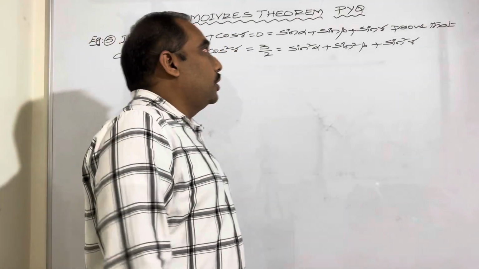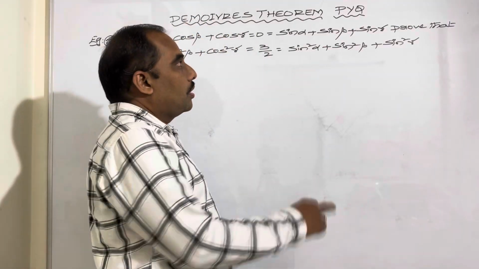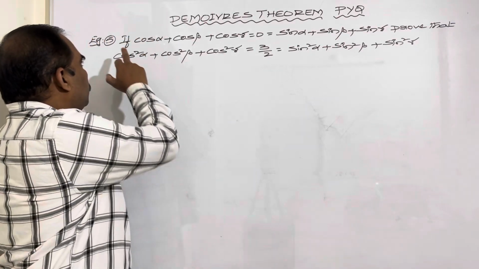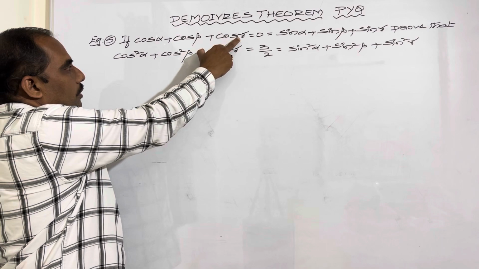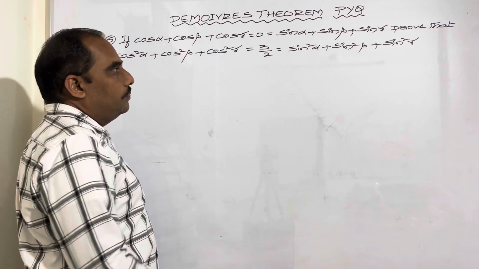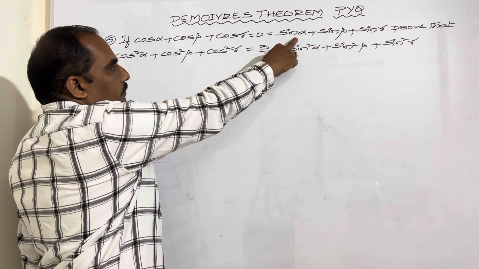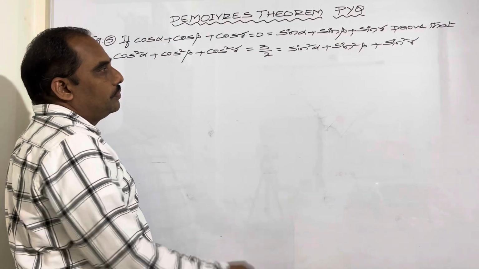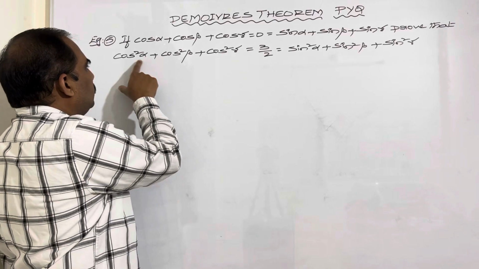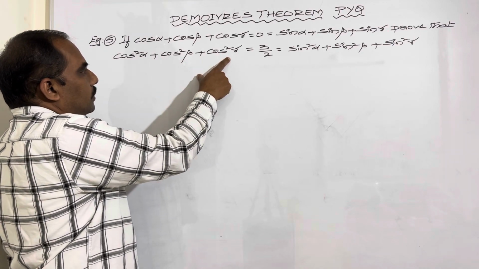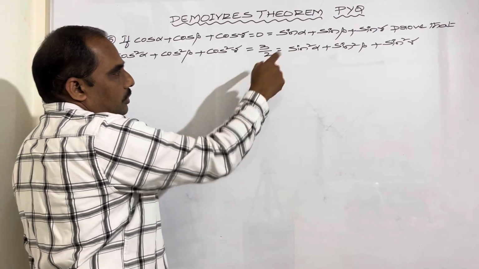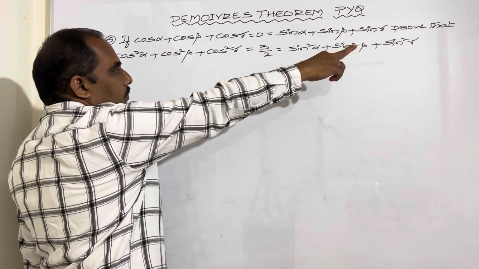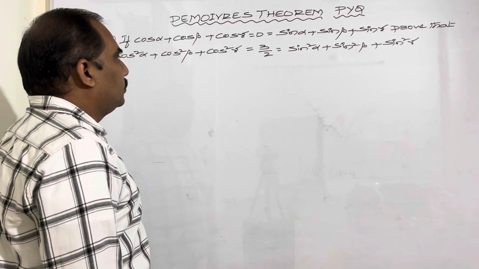In this video, we are going to discuss De Moivre's theorem, a PYQ many times repeated in the examination. The question is, if cos alpha plus cos beta plus cos gamma is equal to 0, and also sin alpha plus sin beta plus sin gamma is equal to 0, then prove that cos square alpha plus cos square beta plus cos square gamma is equal to 3 by 2, and also sin square alpha plus sin square beta plus sin square gamma is equal to 3 by 2.